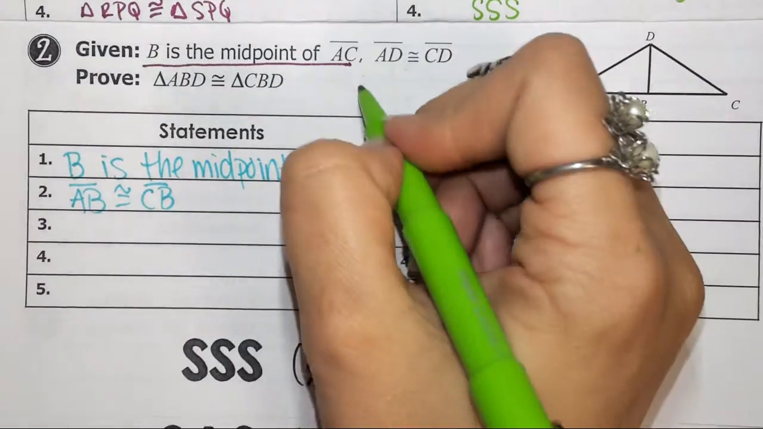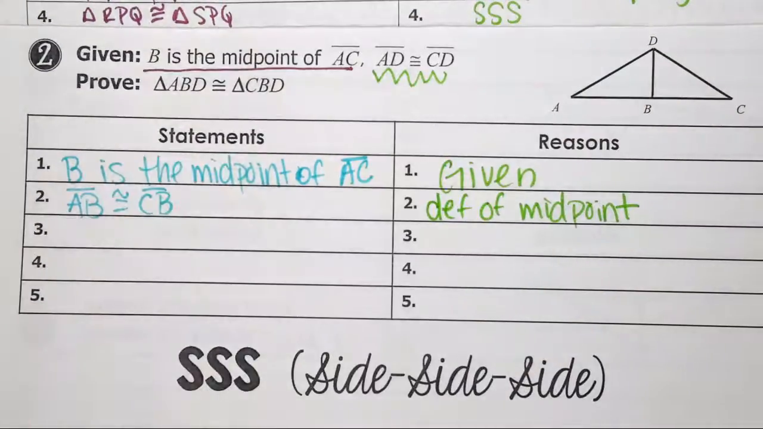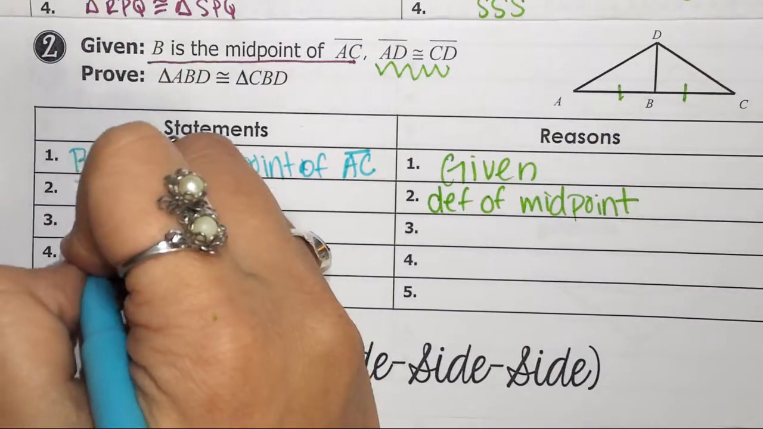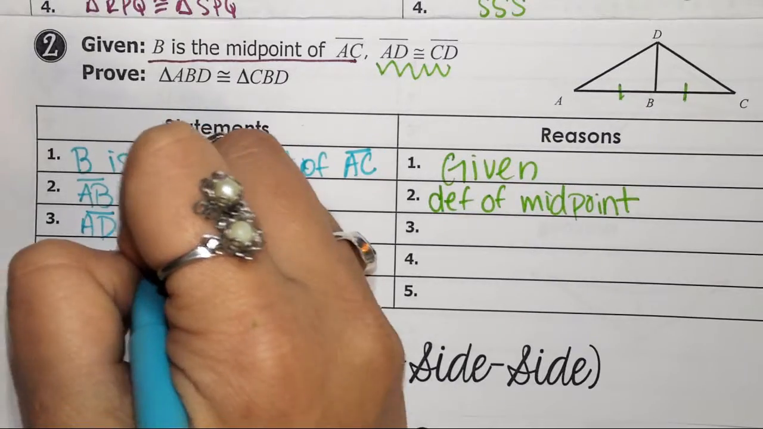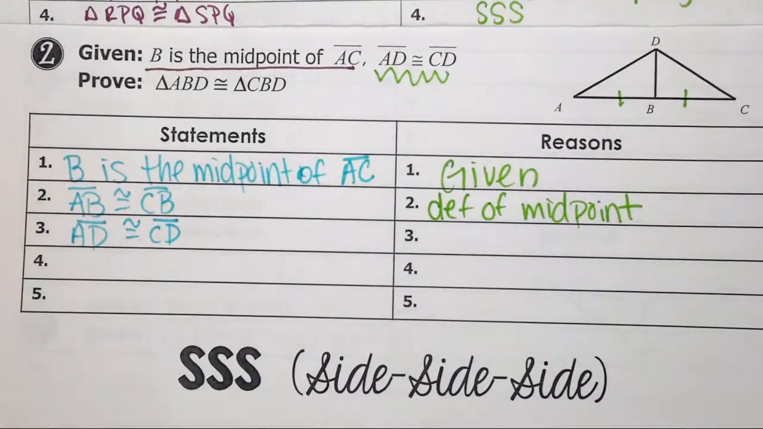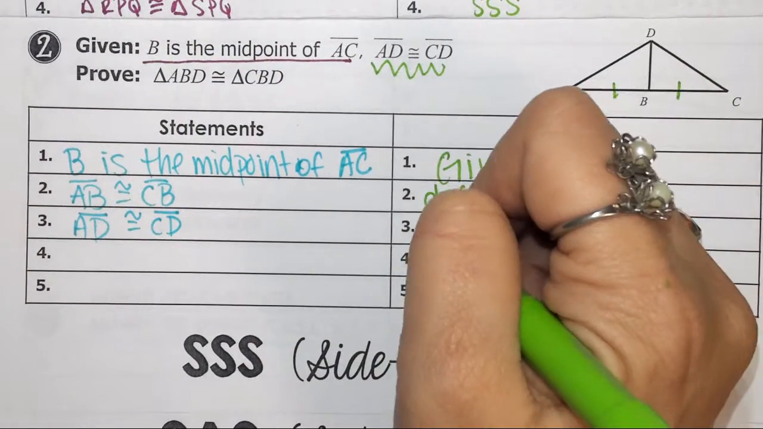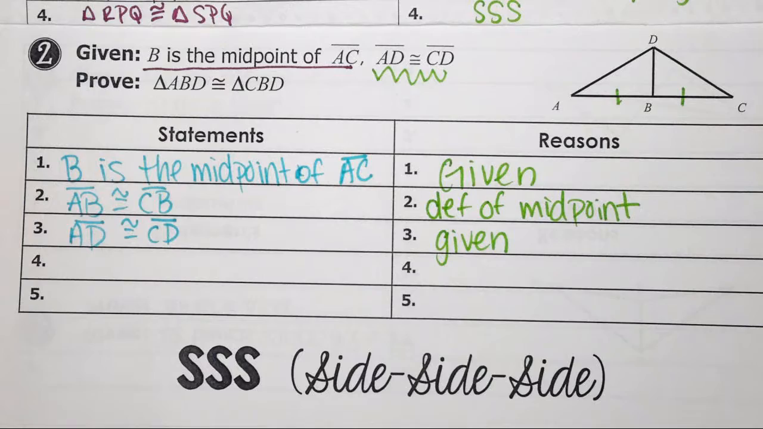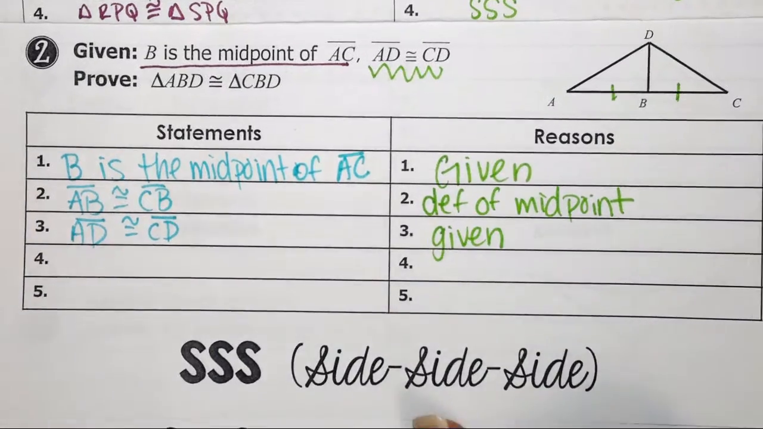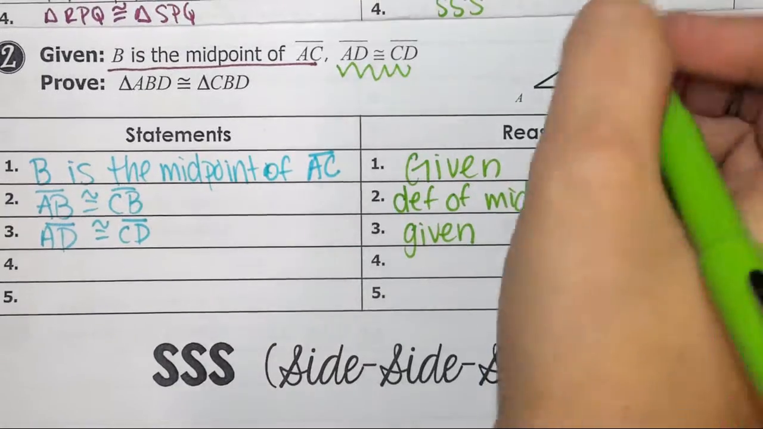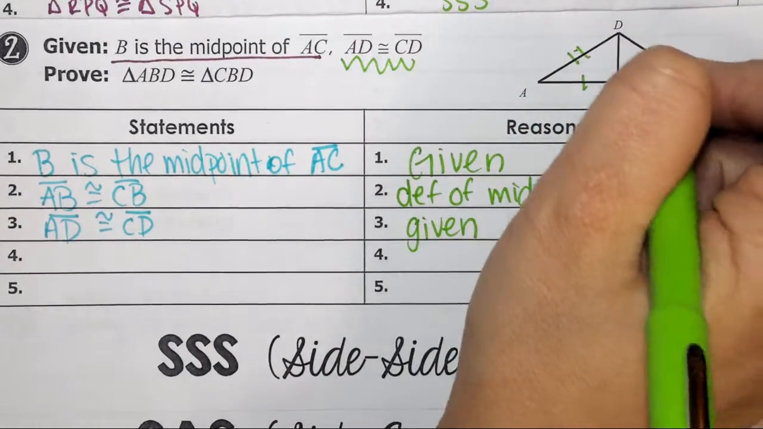Now, do they give us anything else up here? All right, let's write that. AD is congruent to CD. And what reason is that? Given. Now, do we need to put tickies on those? Yes. All right, so I put one ticky on AB and CB. I'm going to put two tickies on AD and CD.